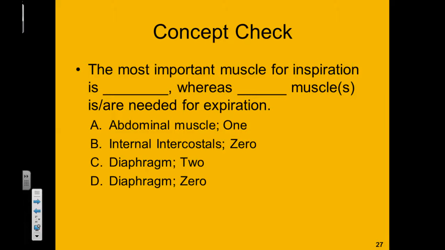So, concept check, class. The most important muscle for expiration is blank, whereas blank muscles are needed for expiration. We have abdominal muscle, intercostal muscles, diaphragm. So go ahead and rewind the video and get me an answer. Or you can pause it, check your notes, or the PowerPoint, or the textbook. Go ahead and get me that answer right now. 5, 4, 3, 2, 1.